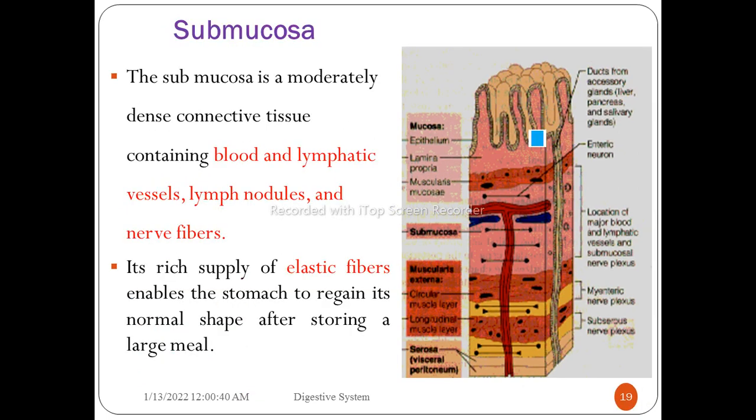The second type of layer is known as submucosa. Submucosa is a moderately dense connective tissue containing blood vessels, lymphatic vessels, lymph nodules, and nerve fibers. Its rich supply of elastic fibers enables the stomach to regain its normal shape after storing a large meal. When a large meal is stored, our stomach will be enlarged. After the food is removed, the stomach will regain its original position. This elasticity comes from the elastic fibers found in the submucosal layer.